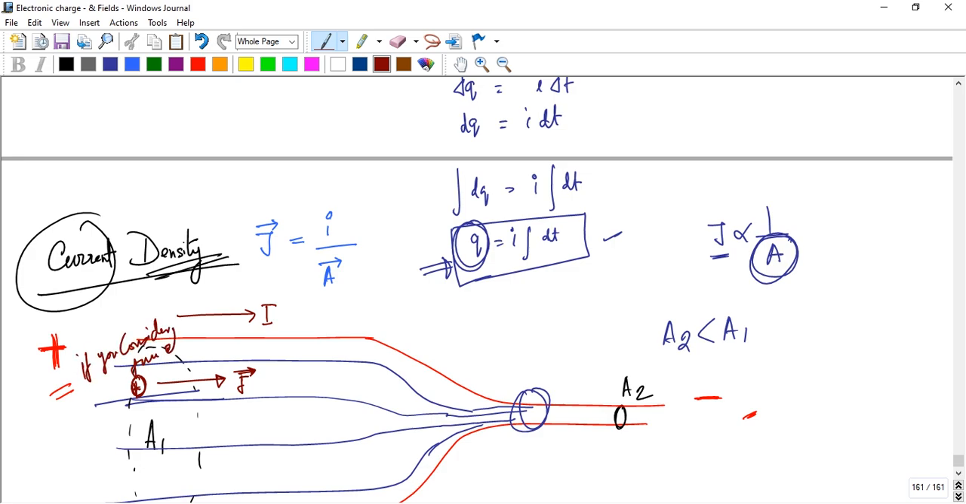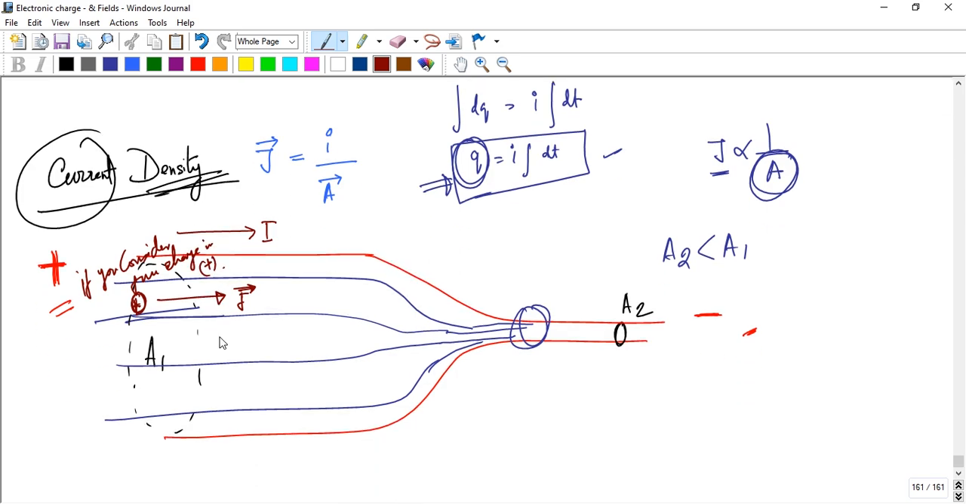If you consider the free charge to be positive, it means a proton, and if you consider the free charge to be negative, suppose an electron, the electron moves from lower potential to higher potential. So if you consider the free charge as negative, the current direction is actually opposite, so J is negative. If I is positive, J is negative. But mainly we consider that the current direction I and the current density direction J are in the same direction.